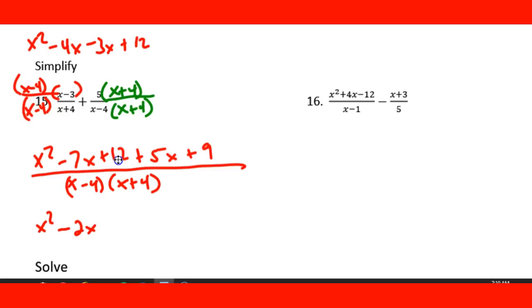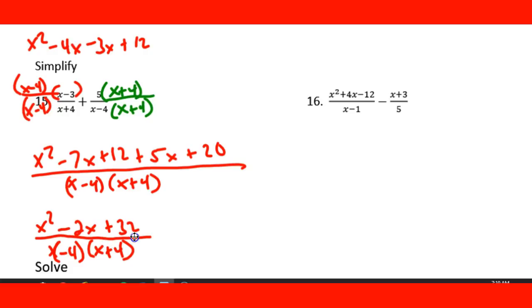All right, and then 12 plus 9 is going to be... actually, I realized I made a mistake. Check this out. 5 times 4 is 20. So now we have 12 plus 20. That's going to be 32, all over X minus 4, X plus 4. Now, this right here doesn't factor. There are no factors of 32 that add to give me negative 2.